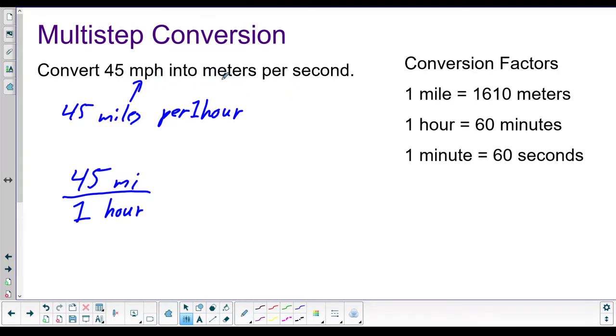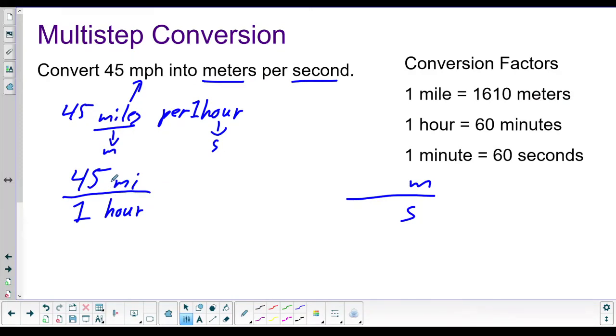So we want to convert that into meters per second. So our answer should be something like this. So we need to do two conversions here. We need to convert our miles into meters, and we need to convert our hour into seconds. So there's two conversions going on. It doesn't matter what order you do them in. Multiplication is what's called commutative, meaning 2 times 3 is the same as 3 times 2. The order doesn't matter. So you can do either the time conversion first or the distance conversion first. It doesn't matter. We'll just start with the distance though.